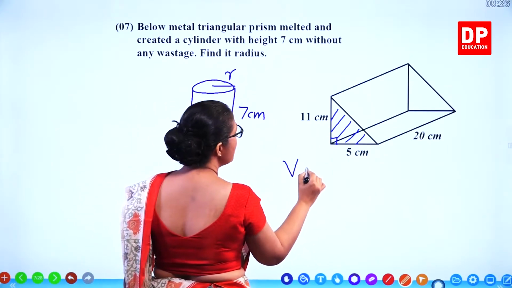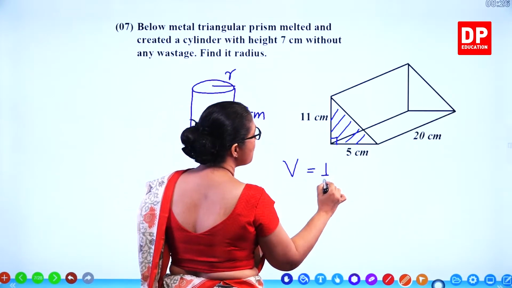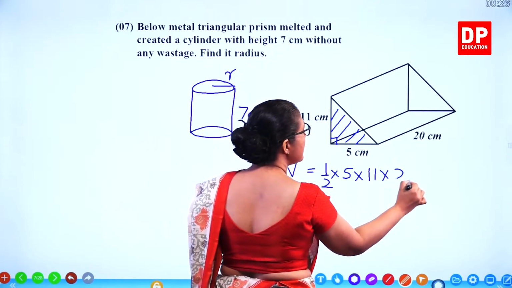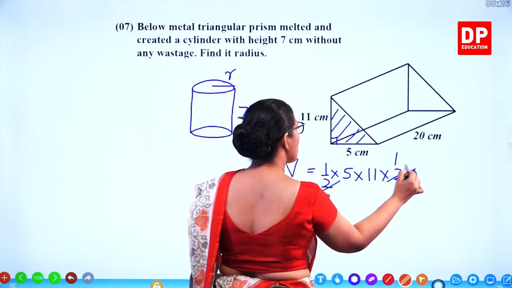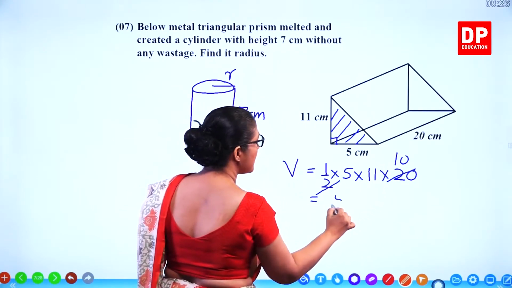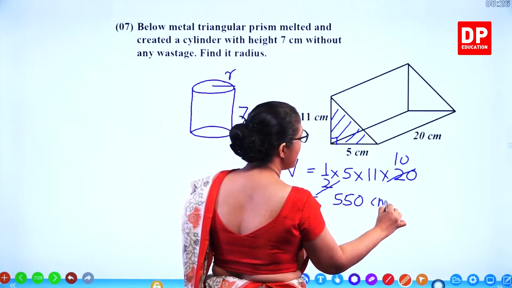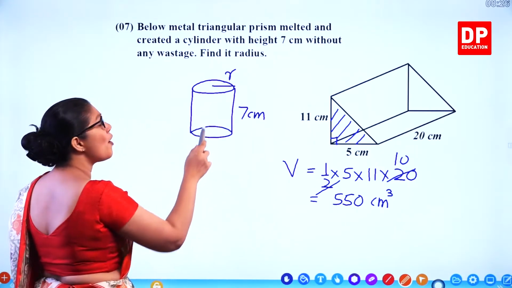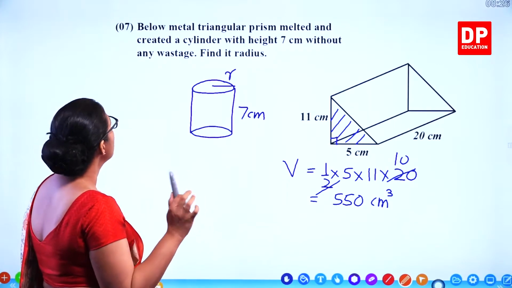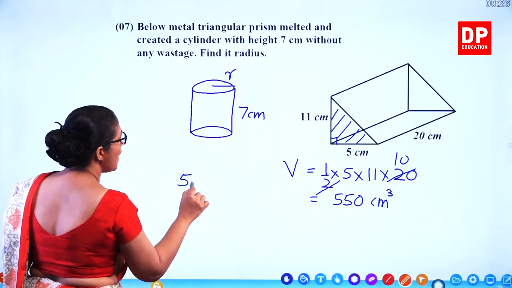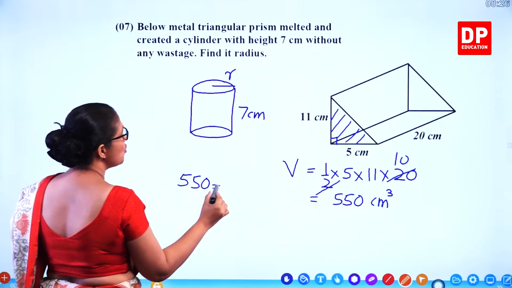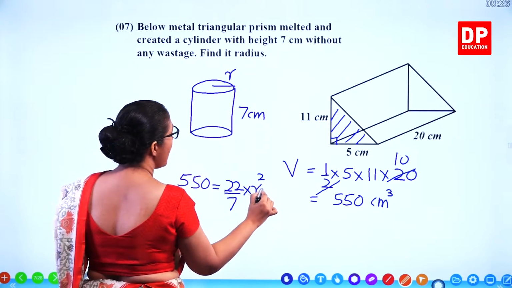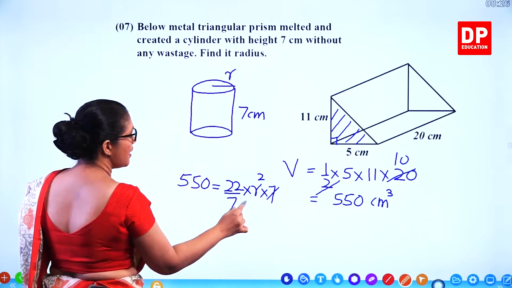So volume of the prism is half into base length 5, perpendicular height is 11 and the length is 20. So you get 55 times 10, 550 cubic centimeters is the volume of the prism. Then that is equal to the volume of the cylinder because it says without any wastage. So the volumes are equal. So 550 is equal to pi, that's 22 over 7, R squared H. H is 7. 7 get cancelled out.